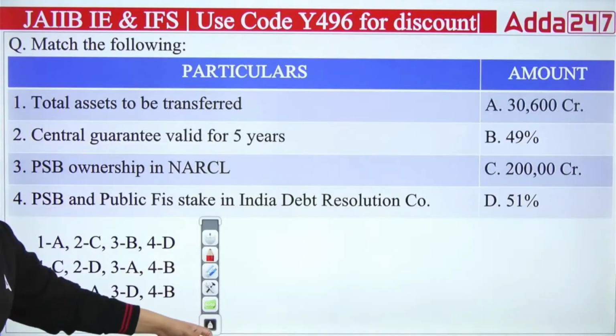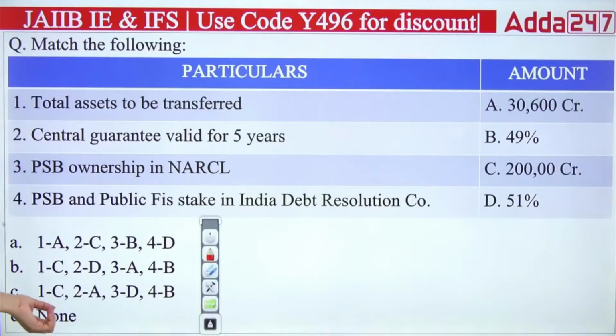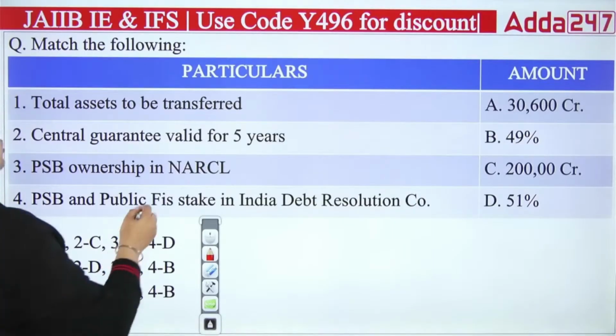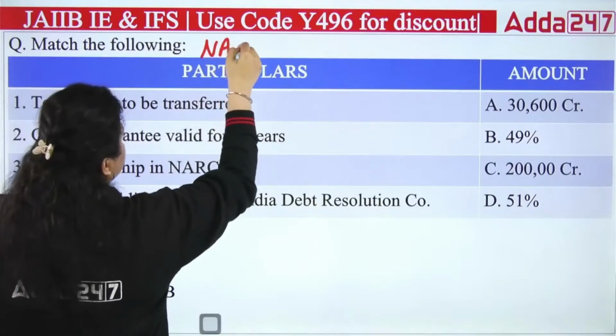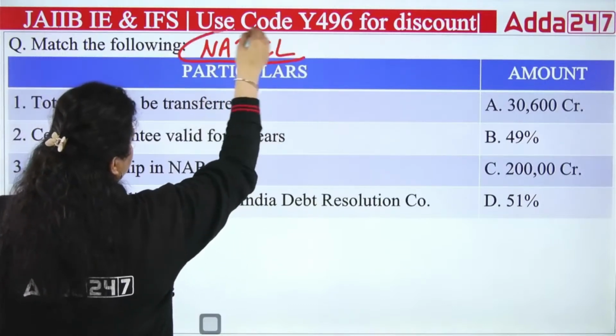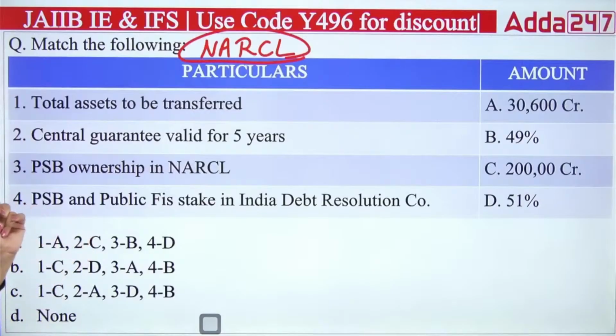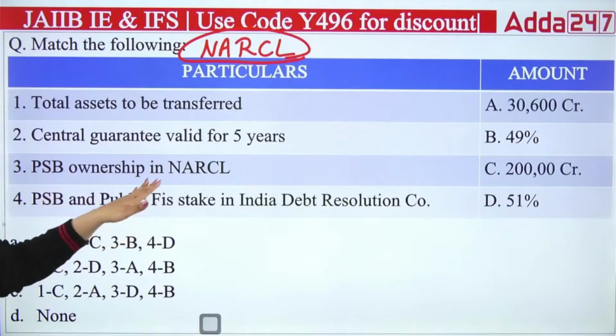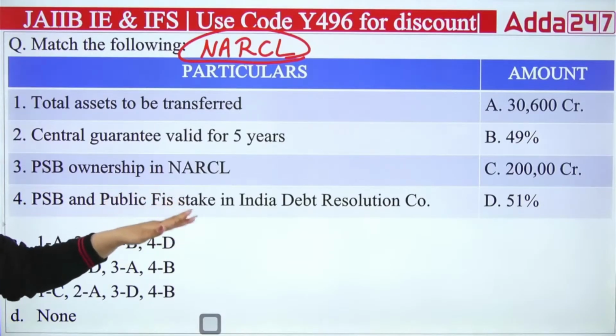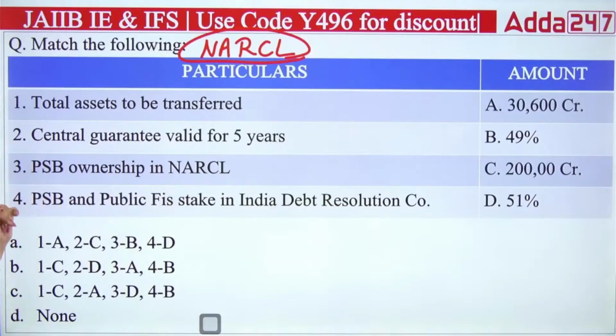Next question you have in the match the following pattern. One side you have particulars, another side you have amounts. And we are talking about NARCL in this particular question. So you have to match the amounts here. First is talking about total asset to be transferred, central guarantee valid for 5 years, public sector bank ownership in NARCL, public sector bank and public financial institution stake in India debt resolution company. So you have to match the options here.